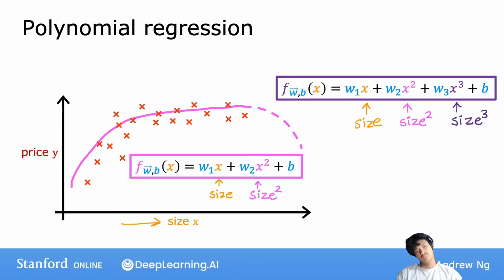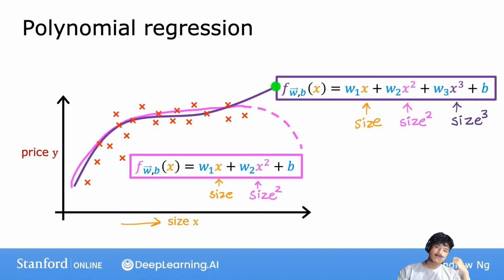So maybe this model produces this curve here, which is a somewhat better fit to the data because the size does eventually come back up as the size increases. These are both examples of polynomial regression because you took your original feature x and raised it to the power of 2 or 3 or any other power. And in the case of the cubic function, the first feature is the size, the second feature is the size squared, and the third feature is the size cubed.